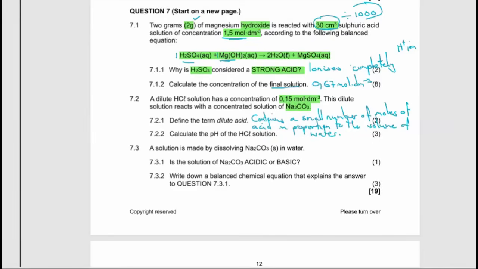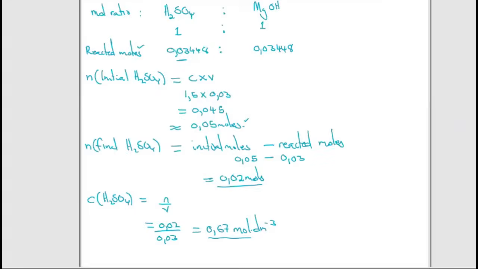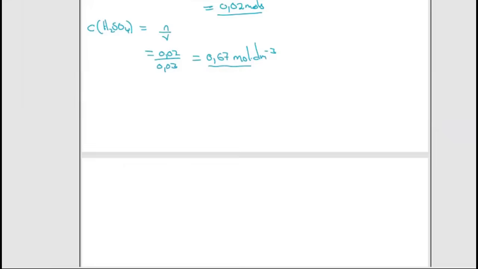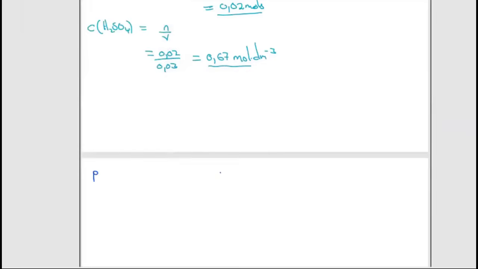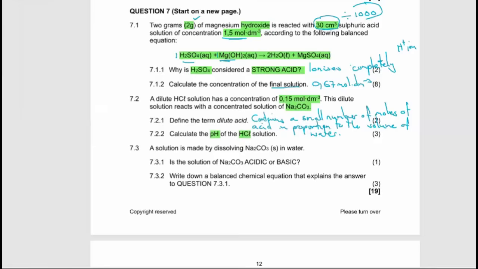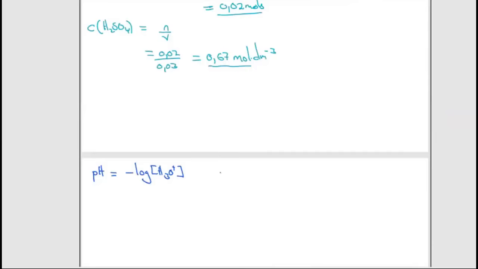Then 7.2.2 says, calculate the pH of this HCl, right? According to the formula, I'm going to start with the formula on this other page. Let me change color to blue. According to the formula, pH is equivalent to negative log of the concentration of H3O plus ions, right? We are already given the concentration of this HCl, 0.5. Take note also, my HCl is monoprotic.